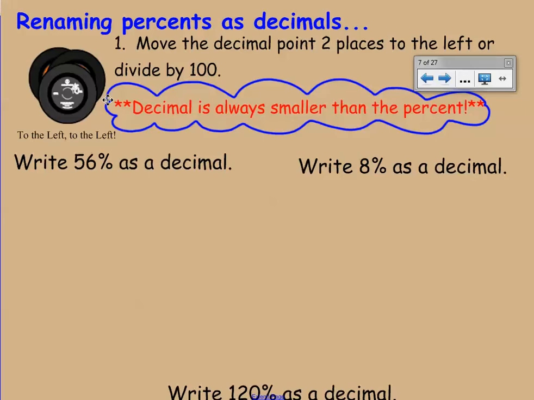Now, to help you remember, I hope that this plays in the video, we have a little help from Beyonce of how we change our percents to decimals.